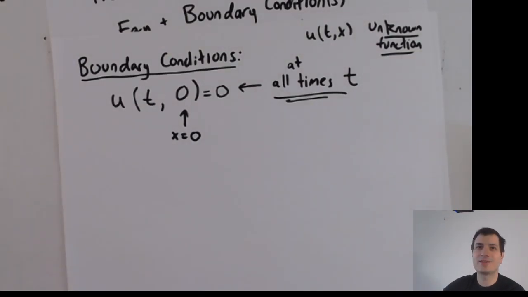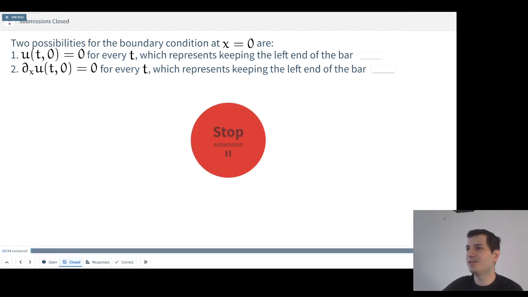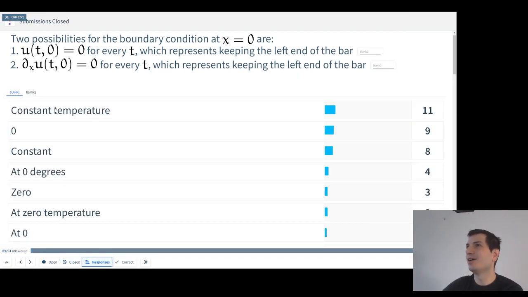Okay, I have only a couple seconds left here in Top Hat. Maybe I should open that back up. Let's see if the answer has changed. All right, this is great. People have changed from constant to constant temperature, which is fantastic. That is what is going on. So constant temperature is definitely a lot better than constant. People who are still on 0, 0 is not specific enough.